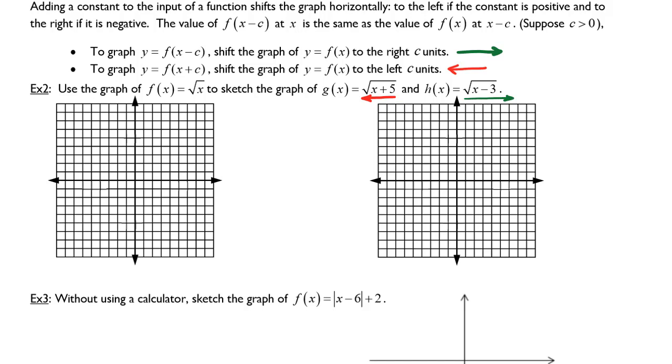Let's first graph our function square root of x. For an input of 0, we have 0 as an output. At 1, we have 1 as an output. At 4, we have 2 as an output. And at 9, we have 3 as an output.